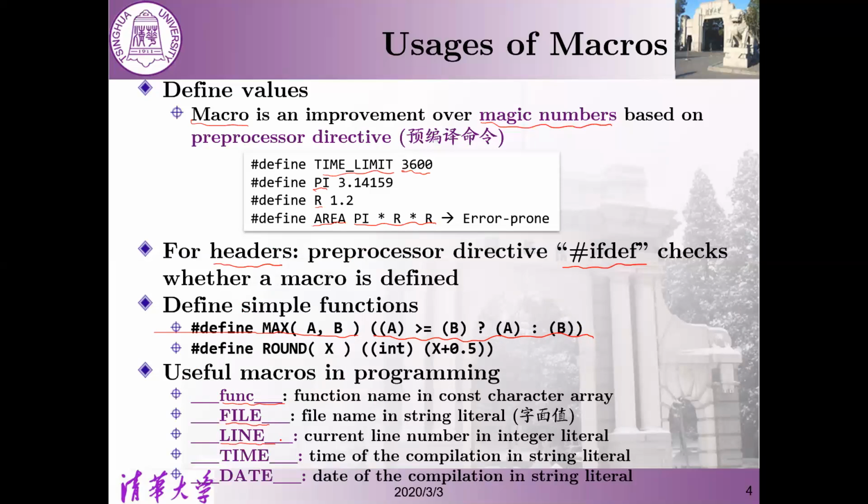So for example, we can print the line number for some line. That is exactly where we print the line. The line number will be reported. And the time and date macros are used similarly.